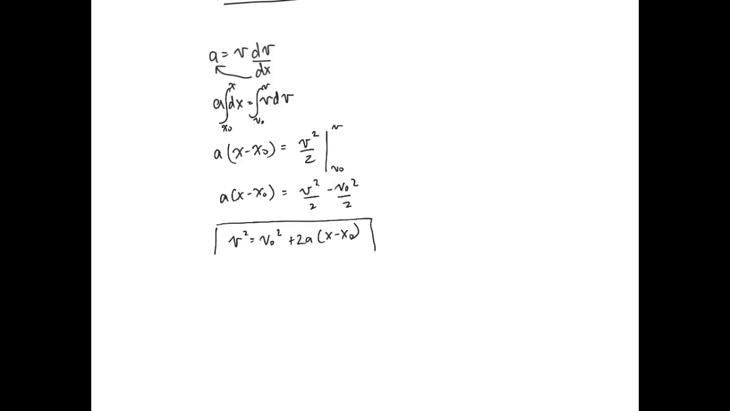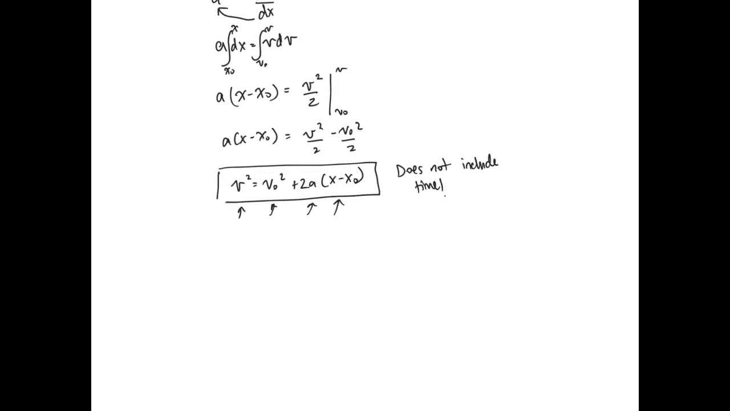Now this equation, we've got velocity, we've got initial velocity, we've got acceleration and position, but this does not include time. So if the problem doesn't give us any information about the time, but we have information about the position and acceleration of the particle, we could still find the velocity.